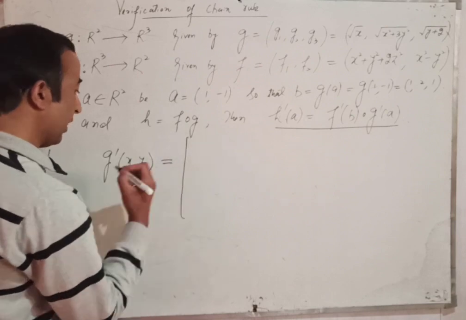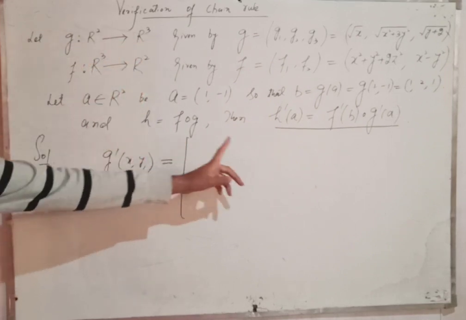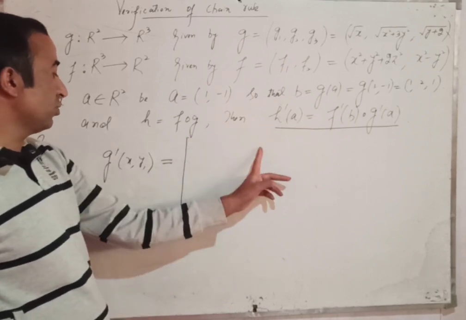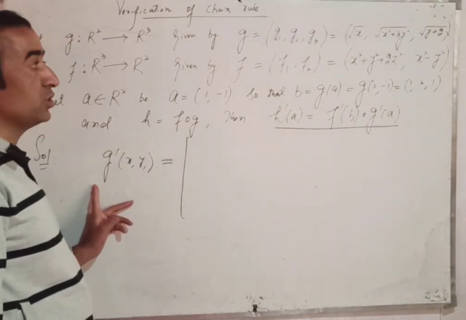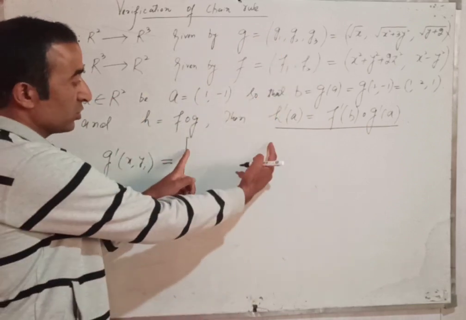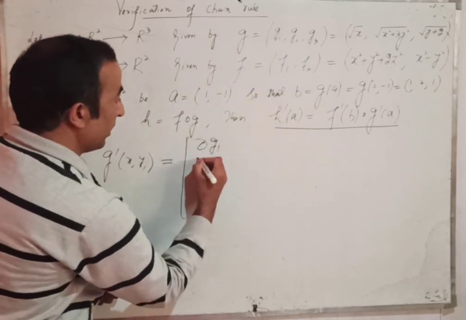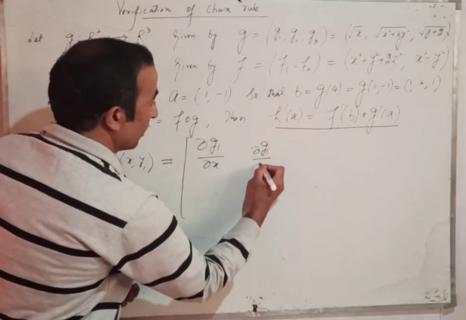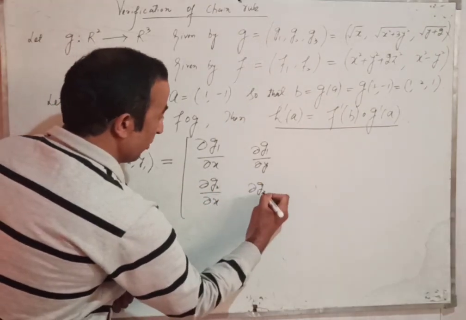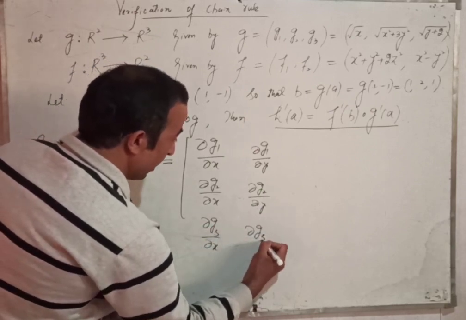You know the entries of this G dash, this is a matrix, its order will be 3 cross 2. So you will have 3 rows and 2 columns. In the first row, there are the partial derivatives of the first component of G. G is G1, G2, G3. So the first component is G1. So along the first row, you will have the partial derivatives of G1. So you will have del G1 by del x, del G1 by del y. Similarly, second is del G2 by del x, del G2 by del y, then del G3 by del x, del G3 by del y.